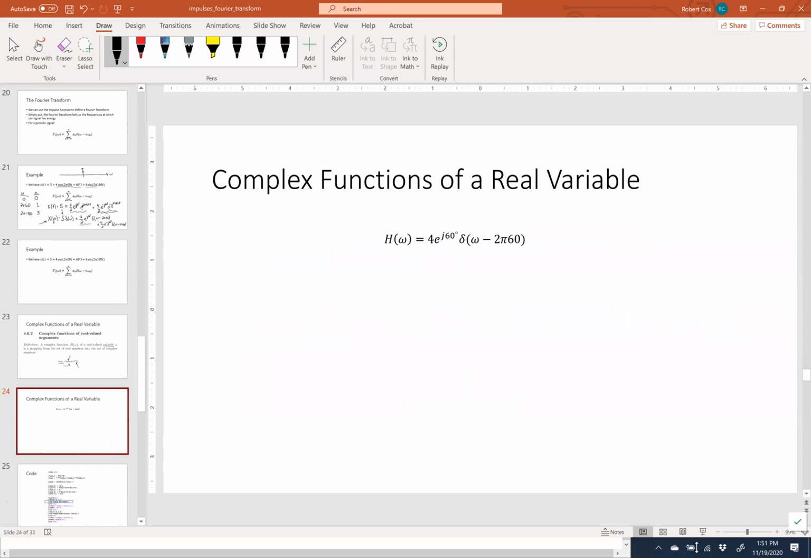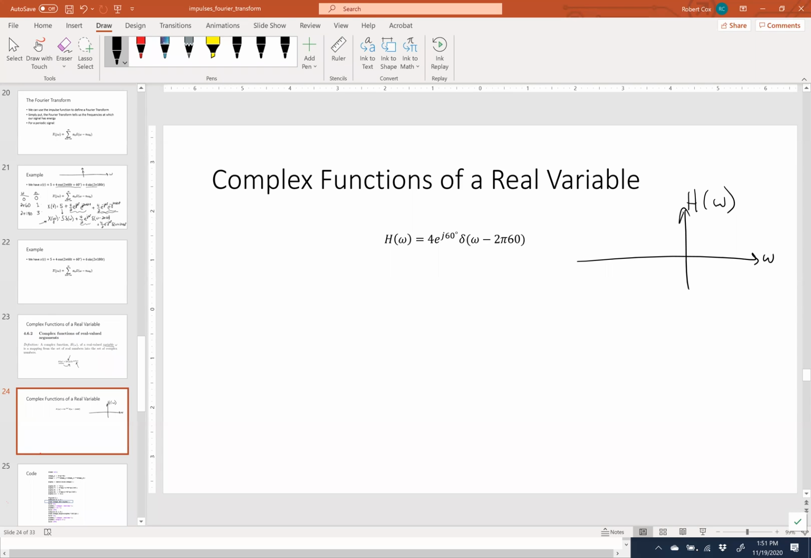Let's say I had what I wrote here. H of j omega is 4 e to the j 60 times delta of omega minus 2 pi 60. That's a complex function. In other words, the variable here is omega. And I want to plot this thing, but I can't plot it easily. I can't plot a complex number. In other words, here's omega, I can't plot h of omega.